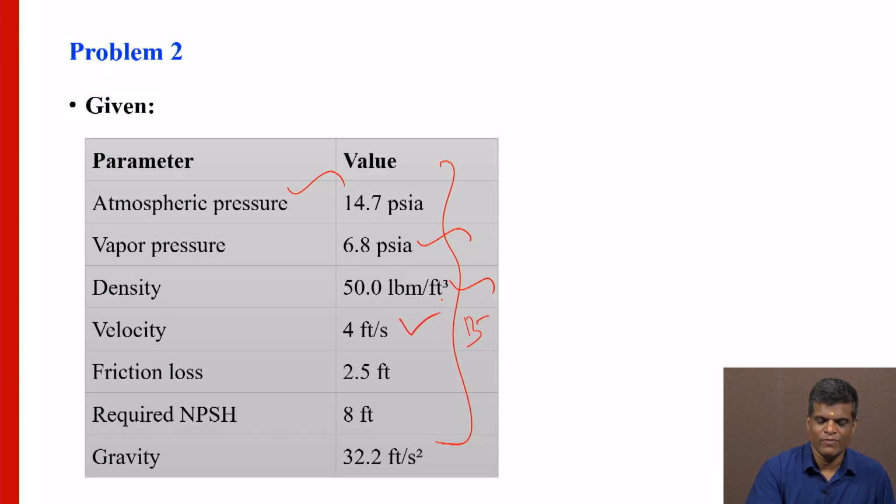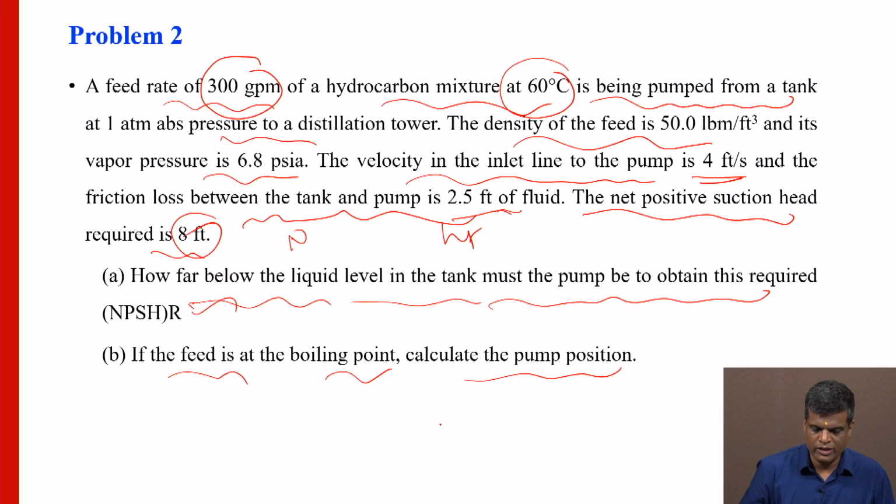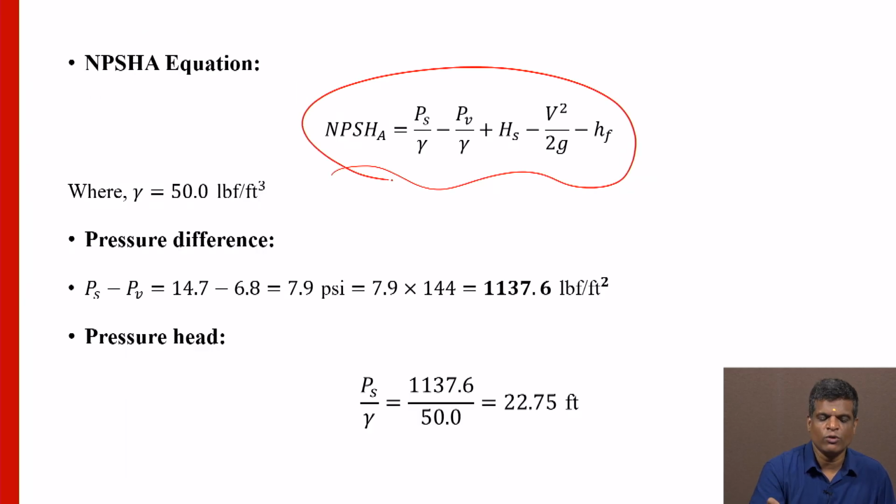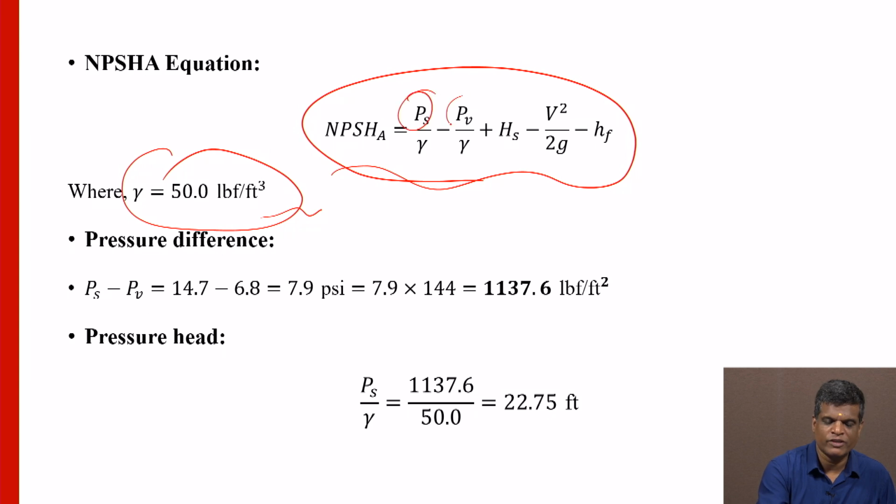Then 4 feet for this one, velocity, friction loss. So what is the required NPSH here? Then gravity. But what they are asking here is how far below the liquid level. Then the second one is, if the feed is at its boiling point, calculate the pump position. Of course, we already know this equation. This is gamma, the rho g value, 50 lb force per feet cube. You substitute PS minus PB because we know the values already, and get the value.